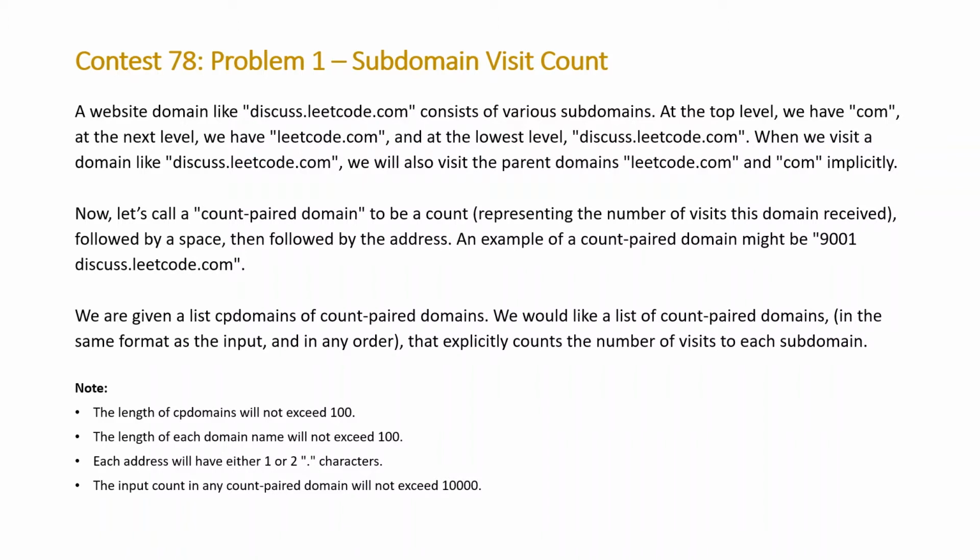Now let's call a count paired domain a count representing the number of visits this domain received, followed by a space, then followed by an address. An example of a count paired domain might be 9001 discuss.leetcode.com. We are given a list of CP domains, of count paired domains. We would like a list of count paired domains in the same format as the input, and in any order, that explicitly counts the number of visits to each subdomain.